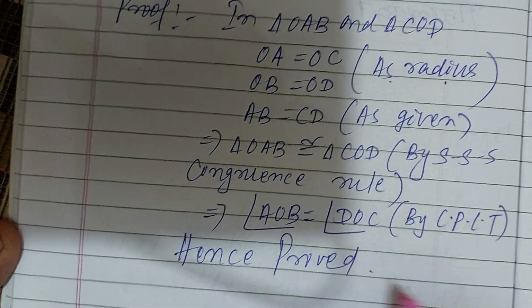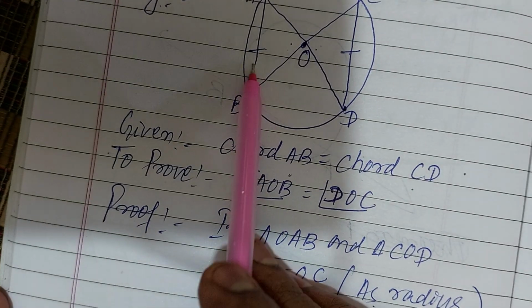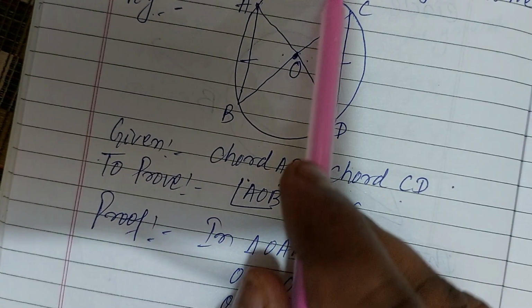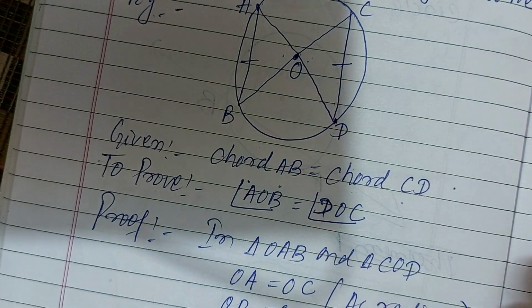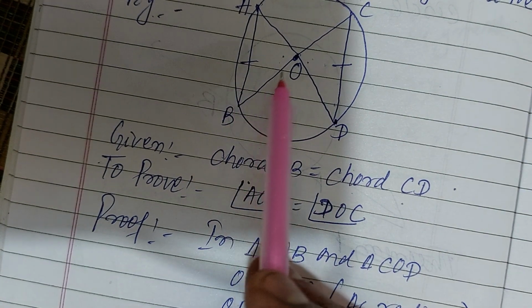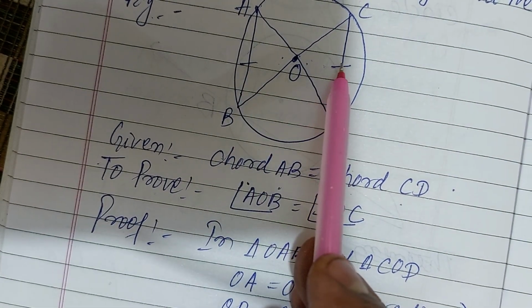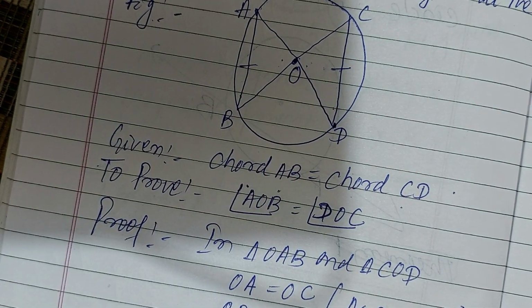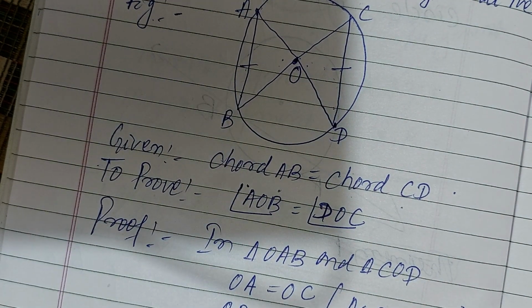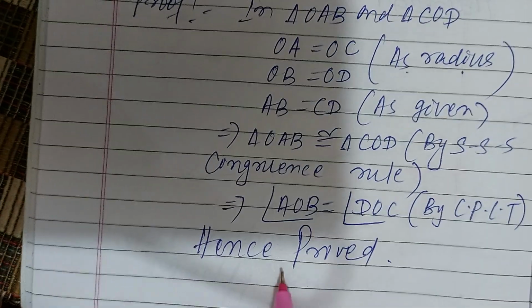So what did we prove here? If in a circle the chords are equal, then equal chords of a circle subtend equal angles at the center. Meaning the angles subtended by these chords at the center are equal because the chords are equal. Thank you, students. Now come to the next theorem.